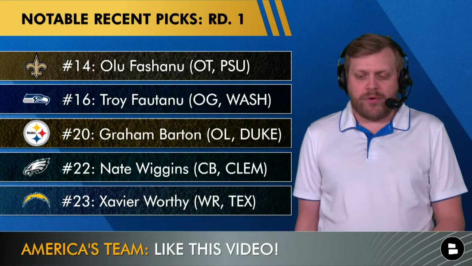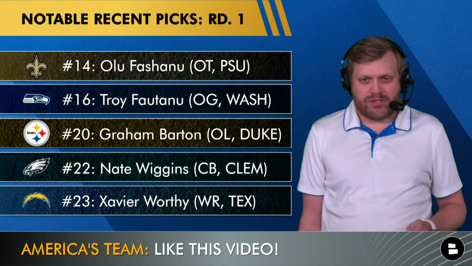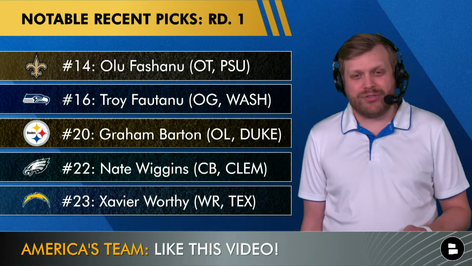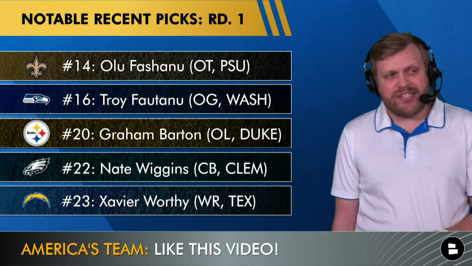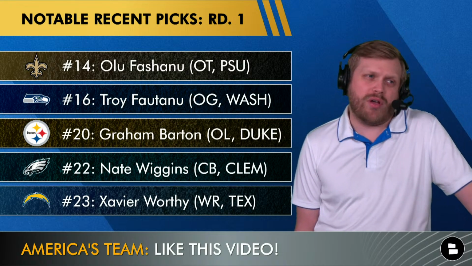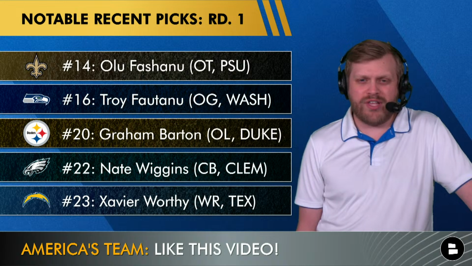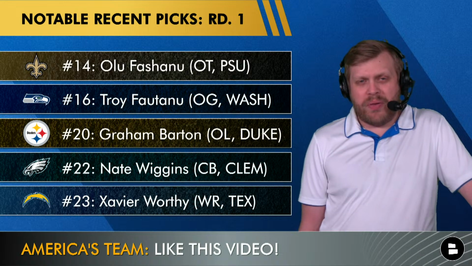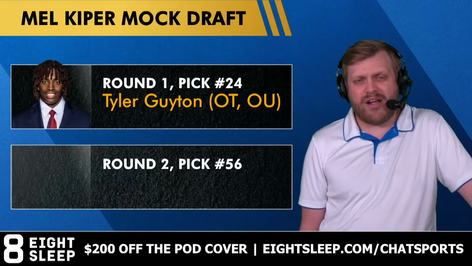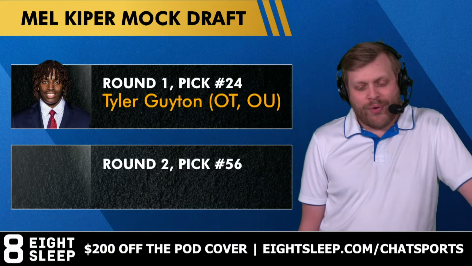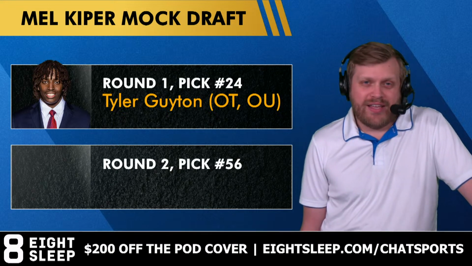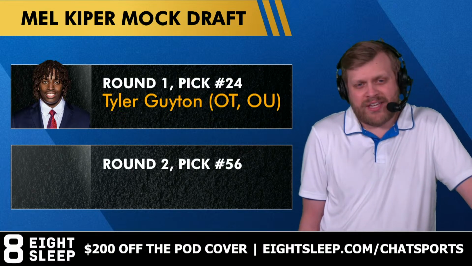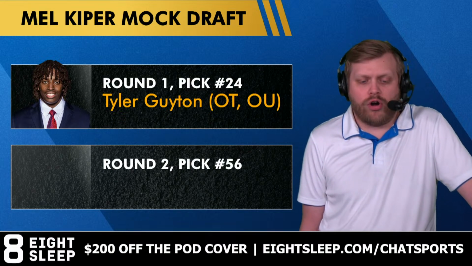Now, before we get to the picks here, some notable round 1 picks. Olu Fashanu's off the board. Troy Fautanu's off the board. Graham Barton goes to Pittsburgh. Then Nate Wiggins, Xavier Worthy, which is, I think, a positive outcome for the Cowboys with the corner and receiver off the board early. In round 1, the pick is Tyler Guyton, the tackle out of Oklahoma, which I wouldn't be shocked if Dallas took this path. It really wouldn't be a huge surprise to me because this is the type of player that they typically like. Athletic, long-armed, etc.